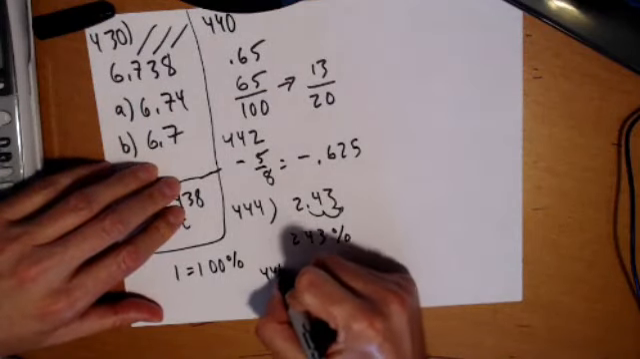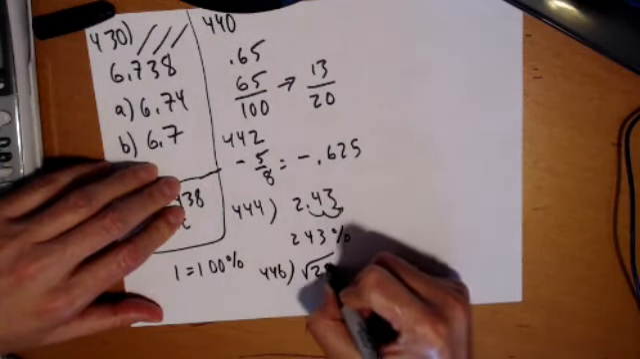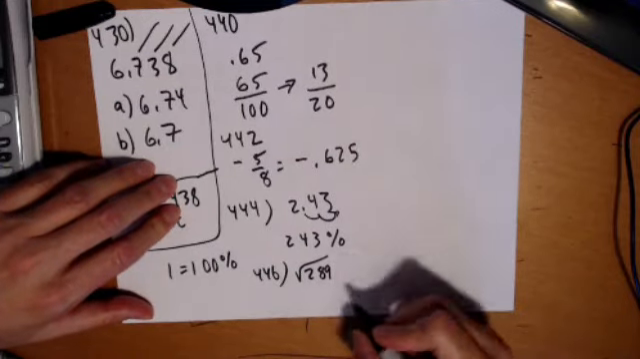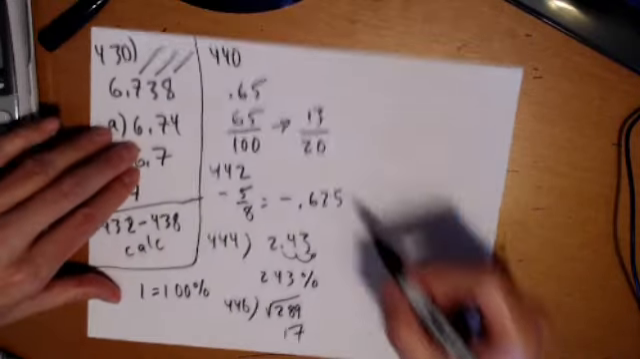446. Square root of 289. Just make sure you're cool with your calculator. Square root of 289 is 17. I just have that one memorized.